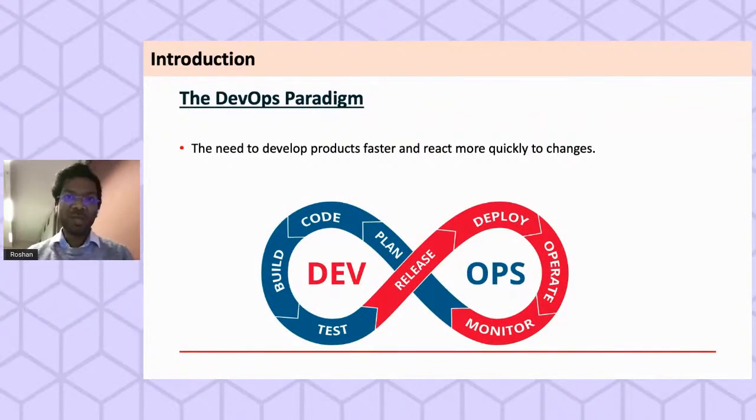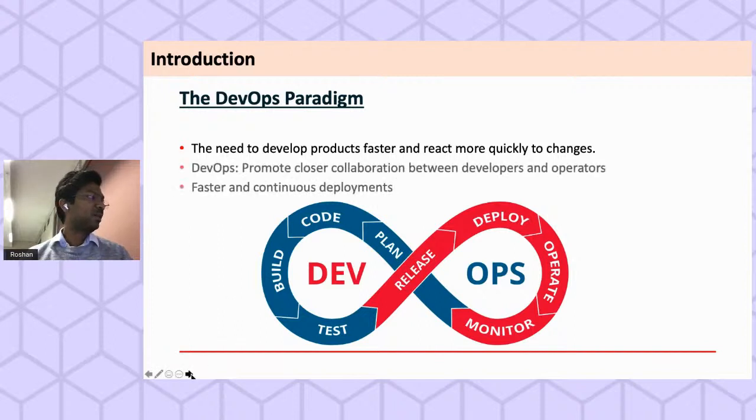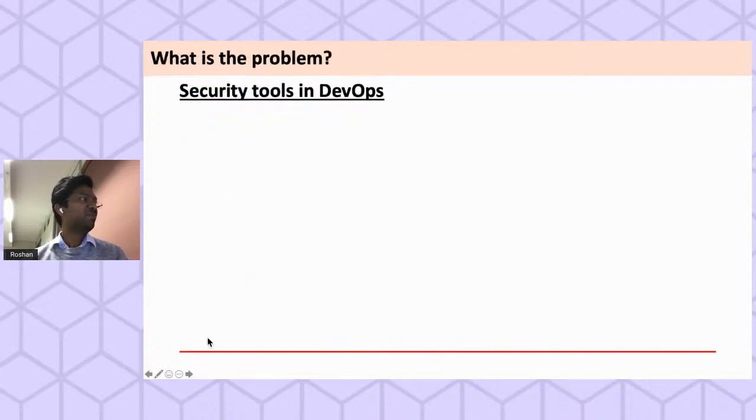So you might have seen this infinity loop, which symbolizes the main message in DevOps. This actually captured the paradigm shift and the continuous and iterative nature of DevOps. Now I'll explain the main problem that I'm addressing in my research, the problem domain.